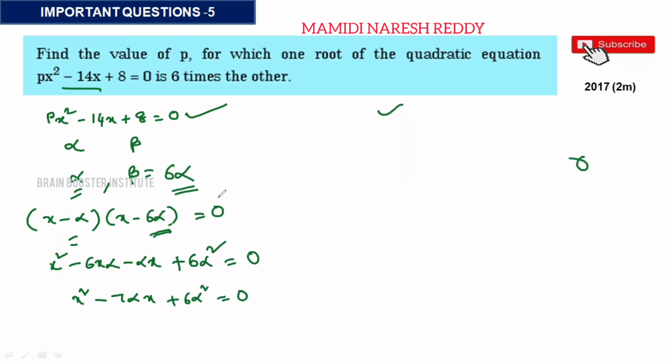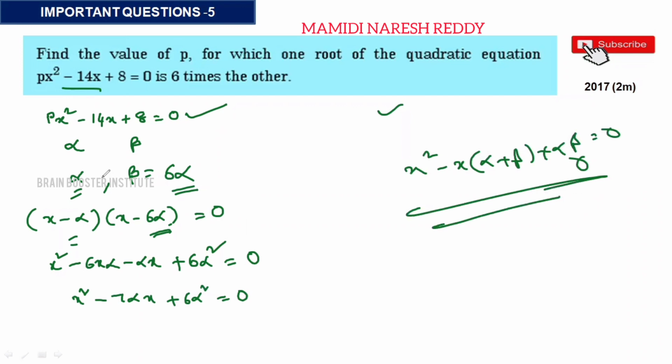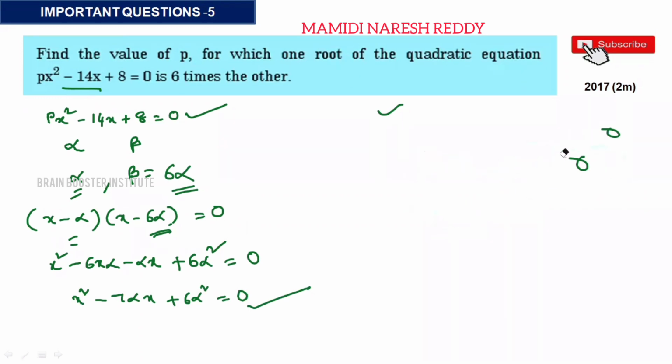Okay, so you can do this. Otherwise, you can directly substitute in this formula, children: x square minus x of (alpha plus beta) plus alpha into beta is equal to 0. So by substituting alpha is equal to alpha and beta is equal to 6 alpha, you also get the same answer here. Got it? So this is another way. Next, so I hope you understand this here.